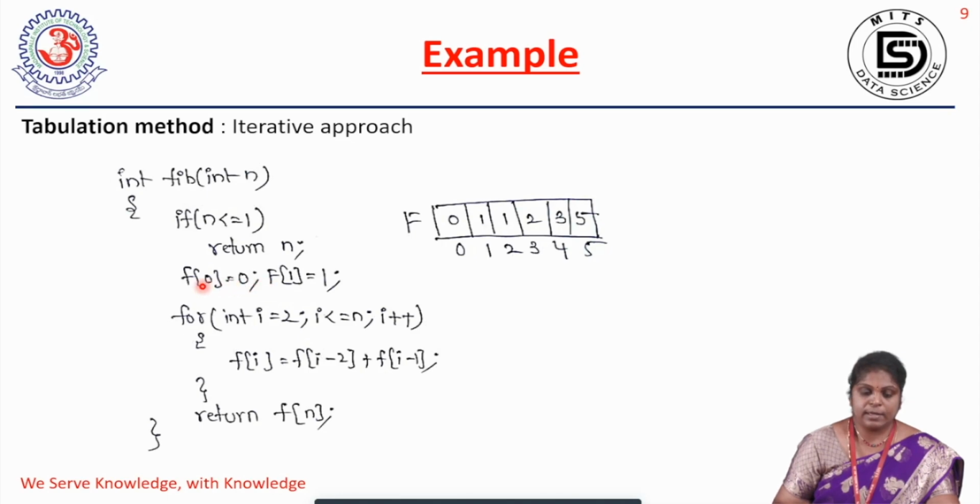If f of 0 is initialized with 0 and f of 1 is initialized with 1, the remaining terms are calculated based on the previous two terms. F of i is calculated as f of i minus 2 plus f of i minus 1. So here we are storing the result in the form of an array. So this process is called the tabulation method.